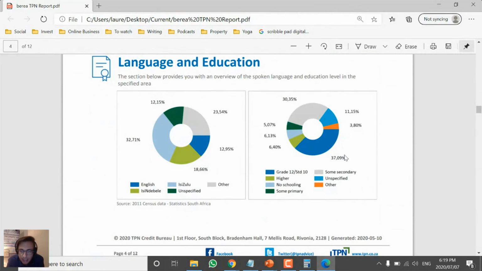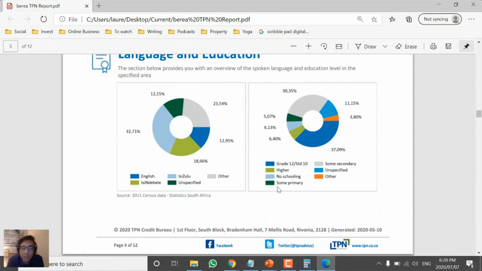So what that is saying is that you take this 37%, which is the grade 12s, the 6.4%, which is the highest, and you take the 30%, which is some secondary, add those together, you're looking at maybe 70, 80% of your demographics in that area have some secondary or higher, meaning they've got quite a high chance or opportunity to be employed. Okay, so that's an important stat to look at.